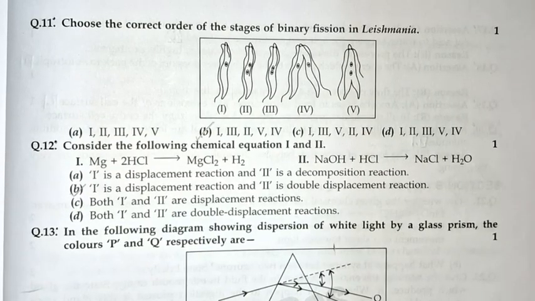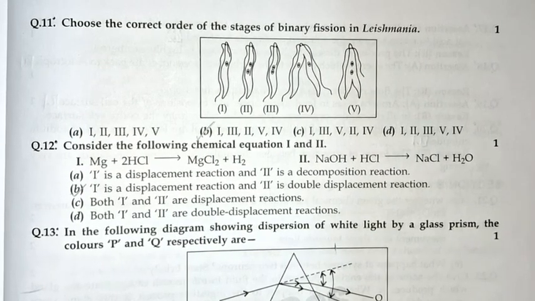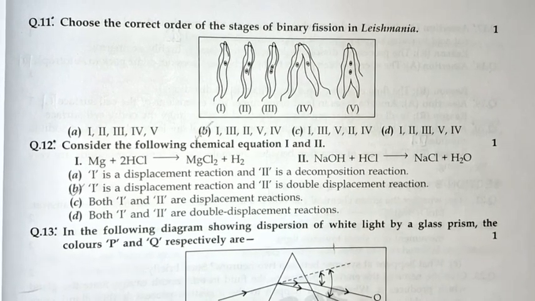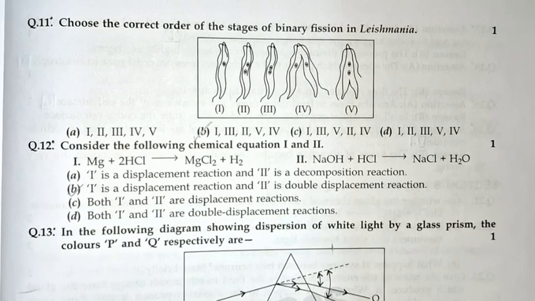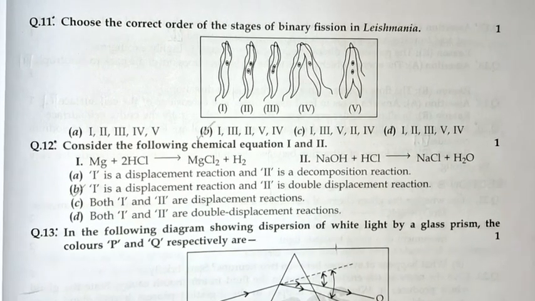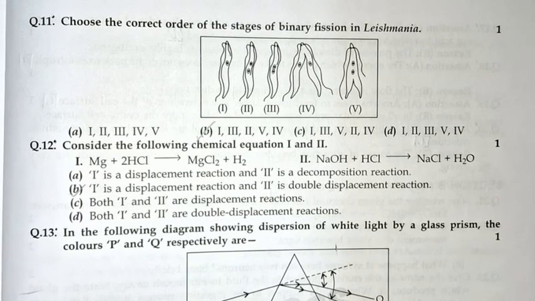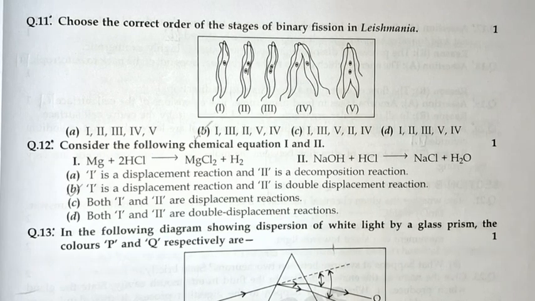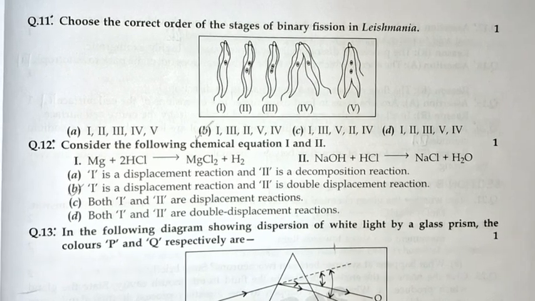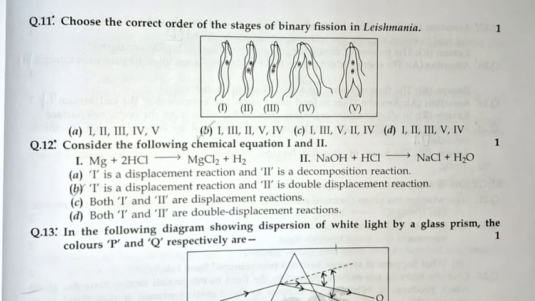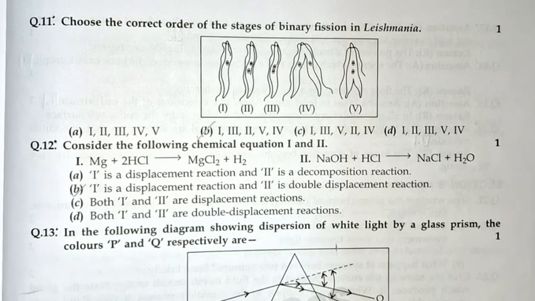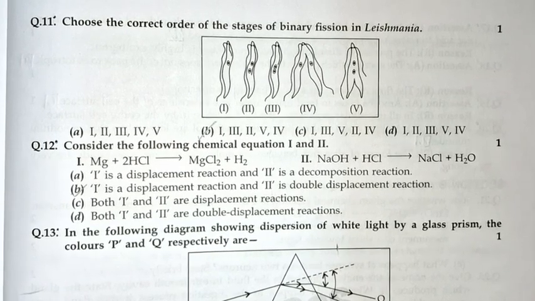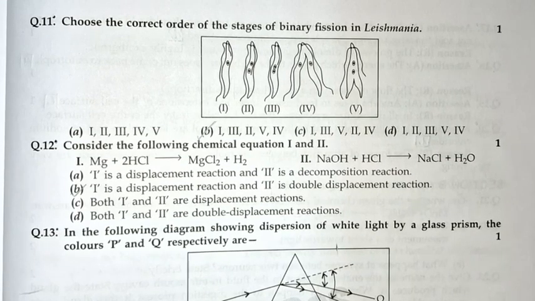Question number 11. Choose the correct order of the stages of binary fission in Leishmania. Answer is option B. First, then third, then second, then fifth, and last is fourth stage. Question number 12. Consider the following chemical equation 1 and 2. First is Mg plus 2HCl gives MgCl2 plus H2. Second is NaOH plus HCl gives NaCl plus H2O. Answer is option B. First is a displacement reaction and second is a double displacement reaction.